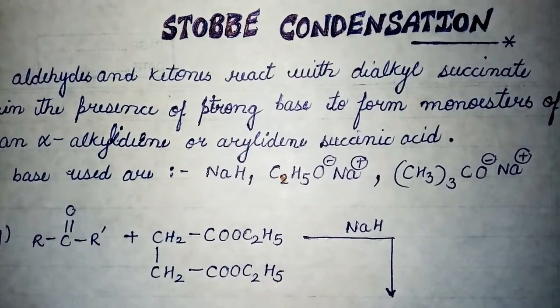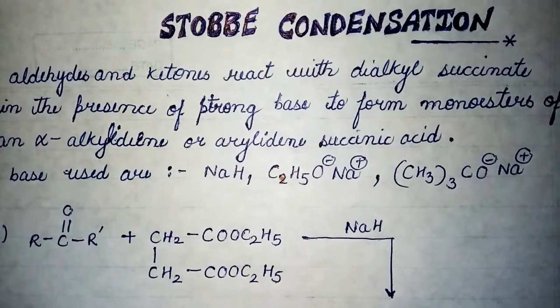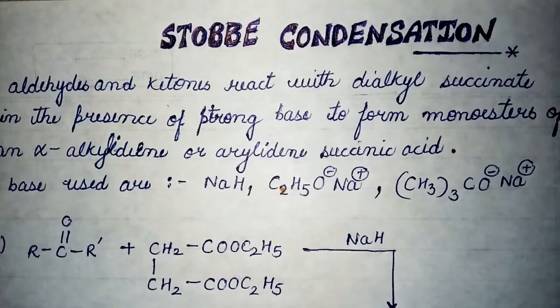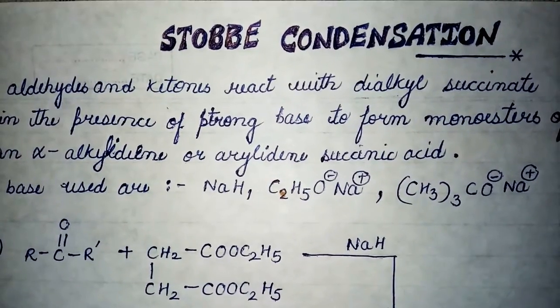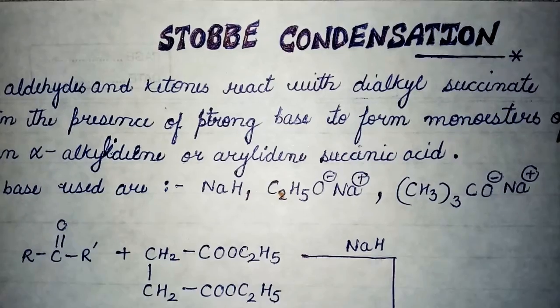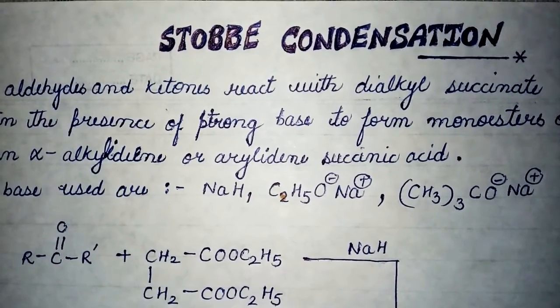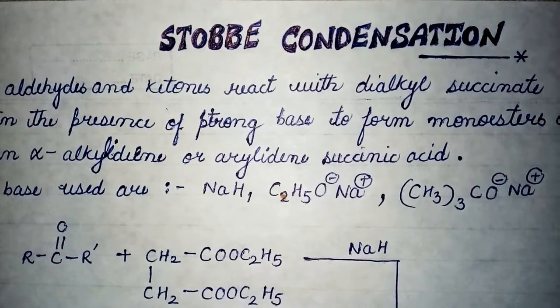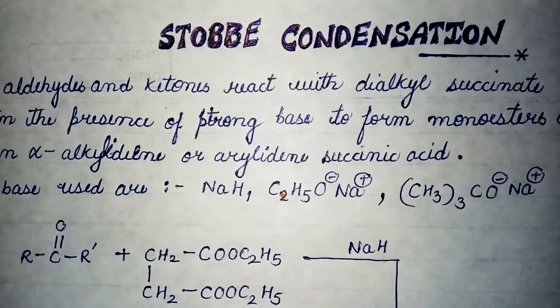Today we are going to start with our new topic, that is Stobbe condensation reaction, a very important naming reaction. In this reaction, aldehyde or ketone react with dialkyl succinate in the presence of strong base to form monoester of an alpha alkylidene or arylidene succinic acid as a product.